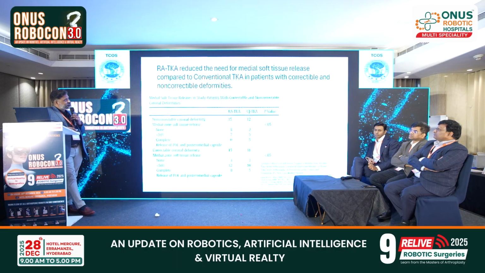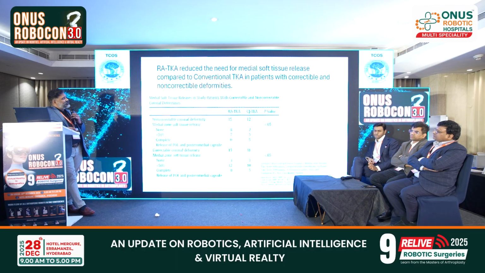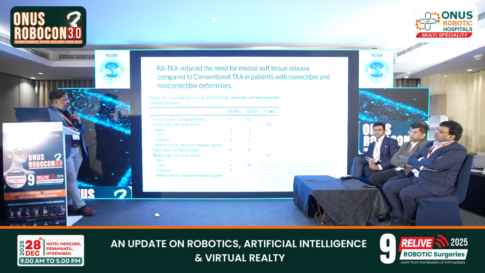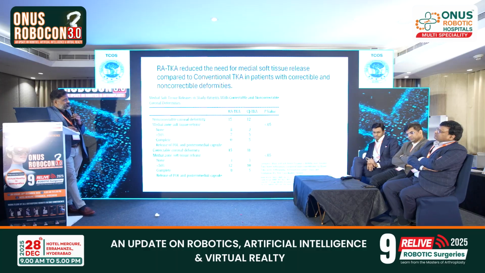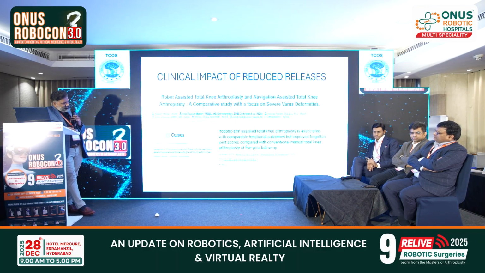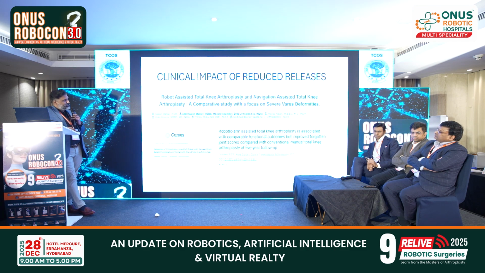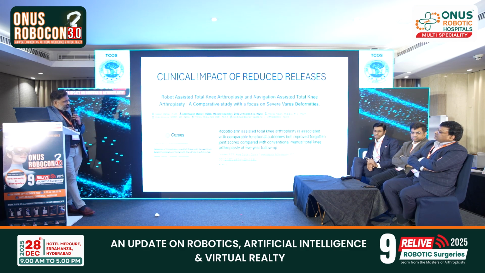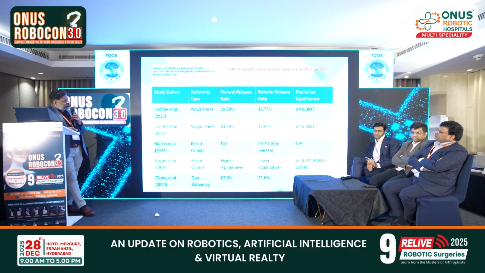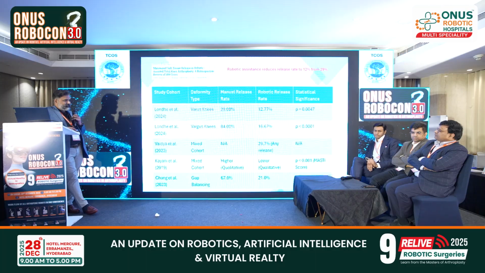Now, coming to the results, as far as soft tissue release and the results with robotic are concerned, robotic reduced the need for medial release compared to conventional, even with correctable and non-correctable deformities. This article by them has confirmed that. Now, what is the clinical impact? These articles summarize everything into this. So, robotic assistance reduces the release rate to 12% from 29%.